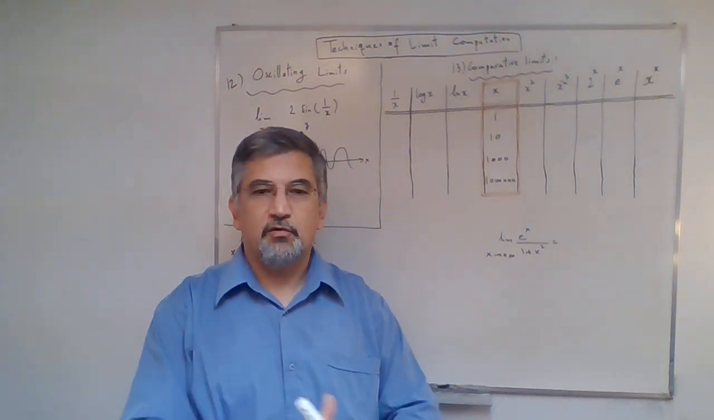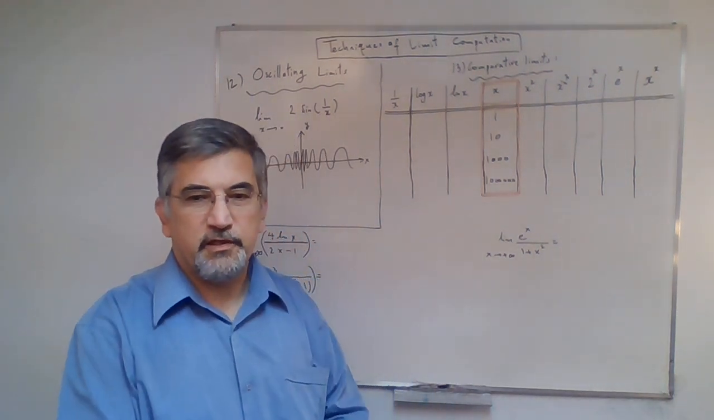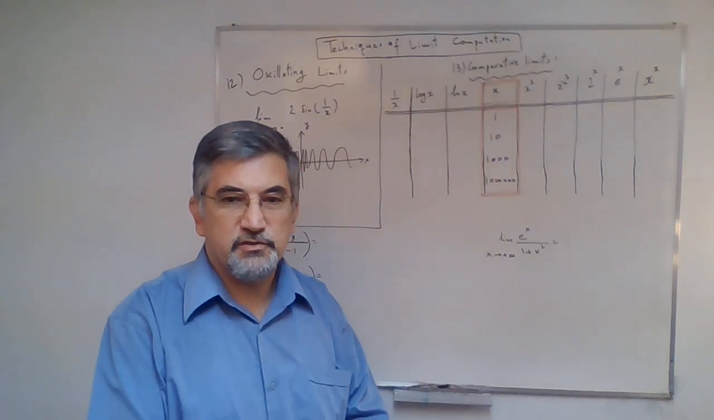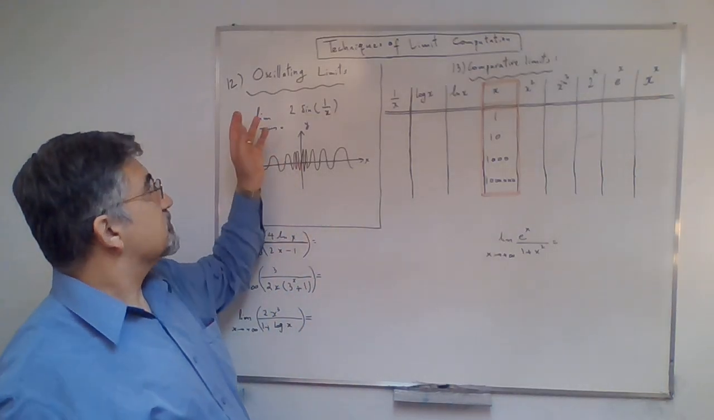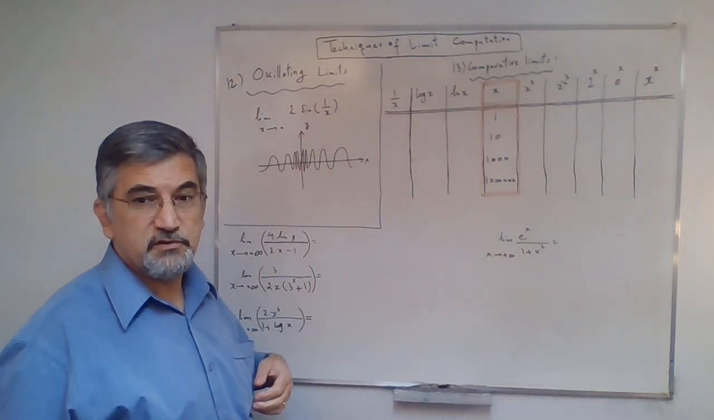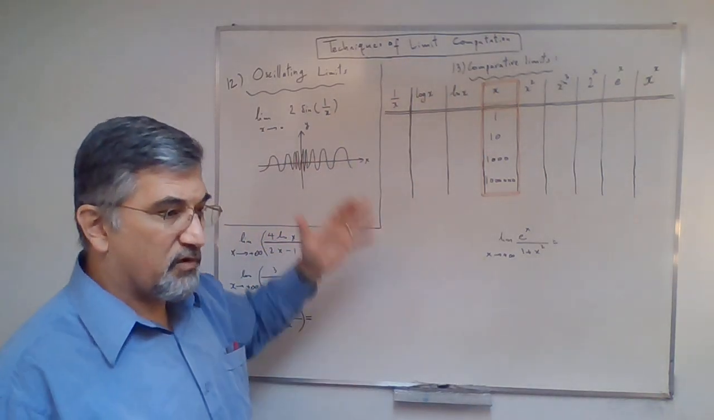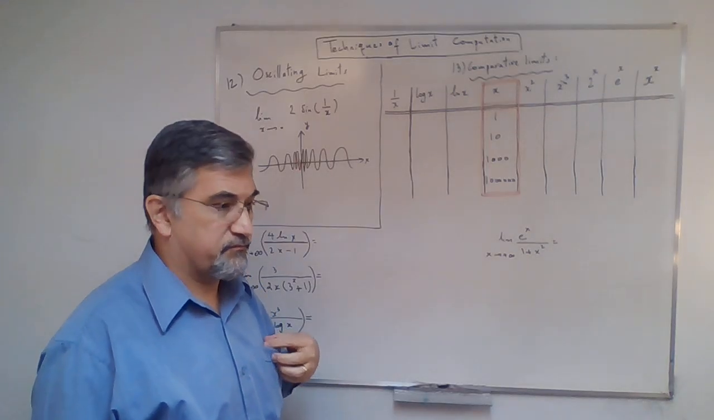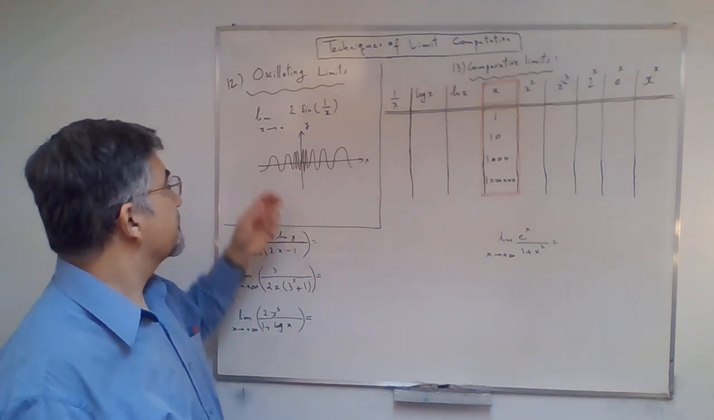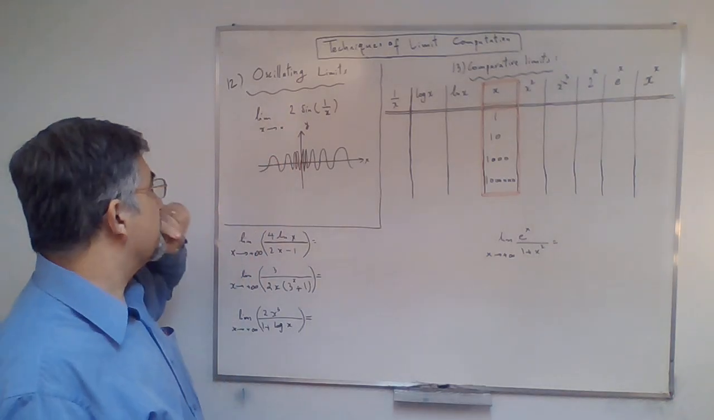Hello everyone, I hope everybody is fine and ready to watch another lecture on limit computations. So this is the 12th technique of limit calculation I'm talking about, 12 and number 13. We have already discussed 11 techniques in the past, and this number 12 is called oscillating limits, okay?